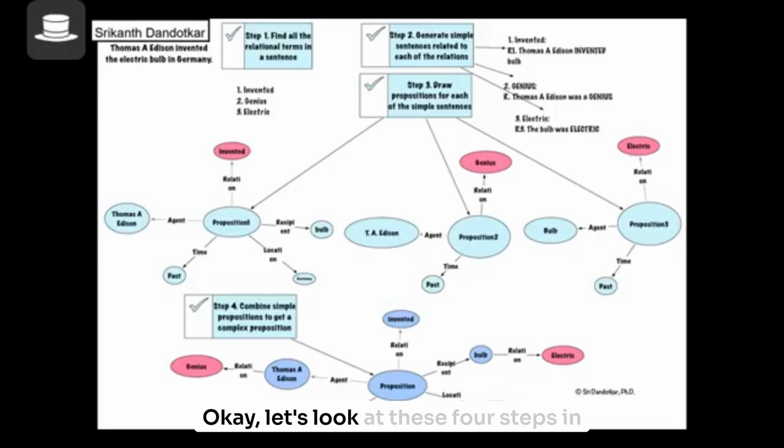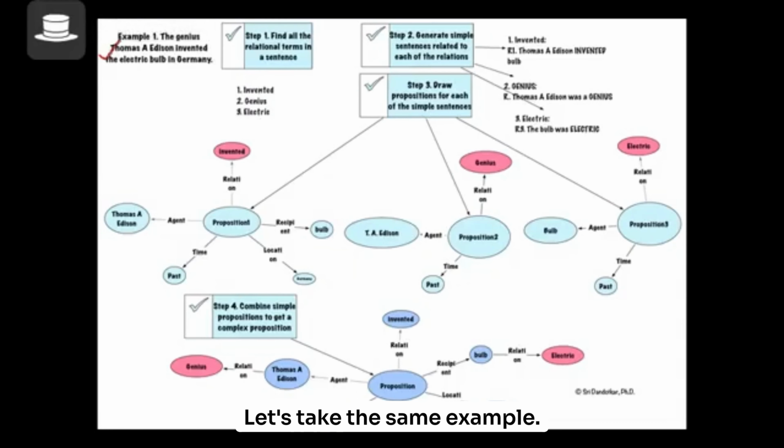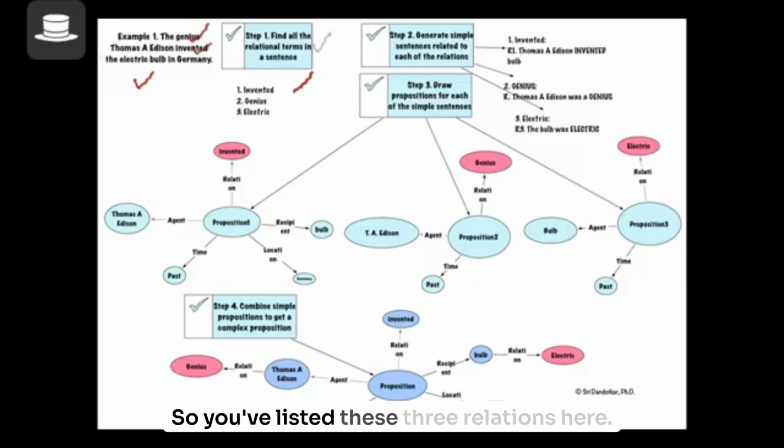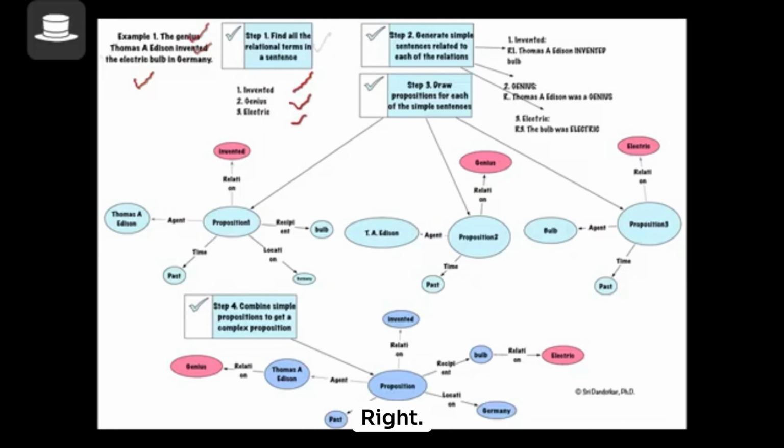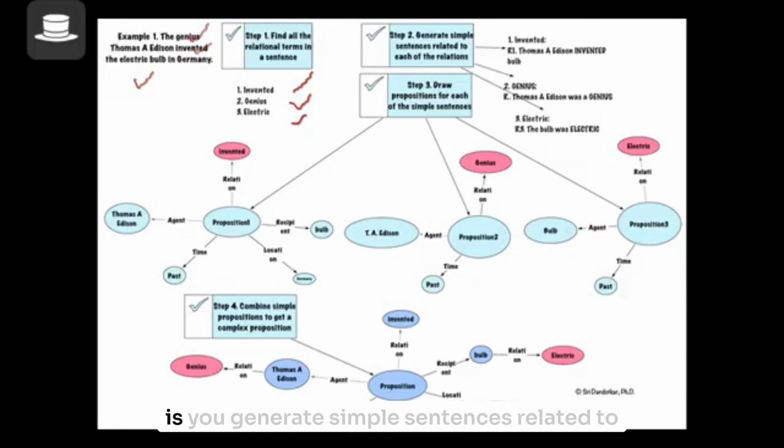Okay, so let's look at these four steps in action. Take the same example sentence, which is the genius Thomas Alva Edison invented electric bulb. And we said step one is to find and list all the relations in the sentence. And we know that the three relations are invented is the main relation, genius is the second one, and electric is the third one. So you've listed these three relations here, right? That is step one. Step two is you generate simple sentences related to each of these relations.